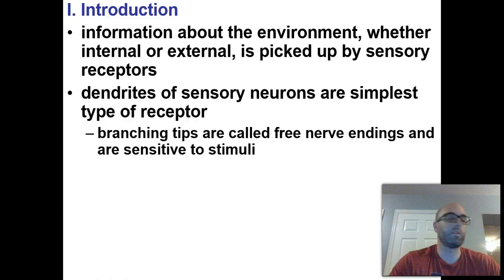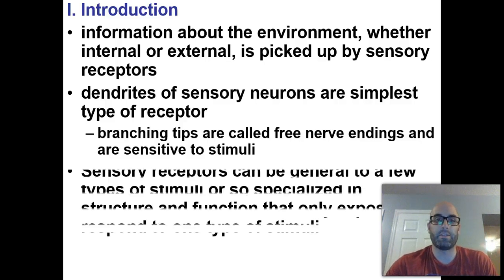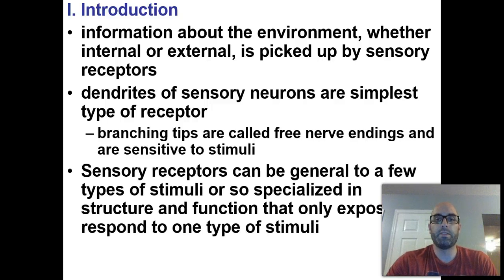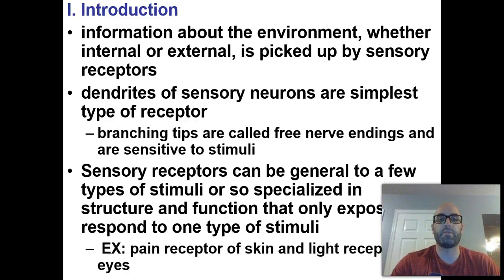Most sensory information is picked up by dendrites of sensory neurons, and they're the simplest type of receptor. These are basically branching tips. They're called free nerve endings, and they pick up several different types of stimuli. But sensory receptors can be general to just a very select few types of stimuli, or so specialized in structure and function that they will only respond to some types of stimuli. So you can get very general receptors that respond to lots of things, somewhat specific, and then very specialized ones that respond to only one specific type of stimulus.